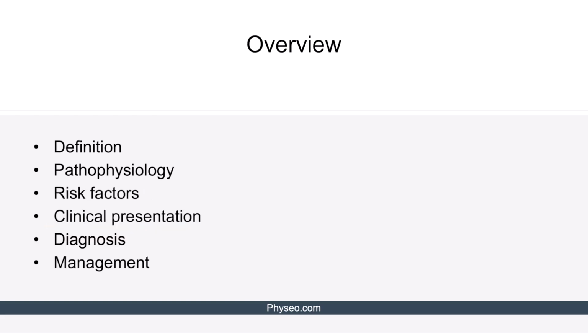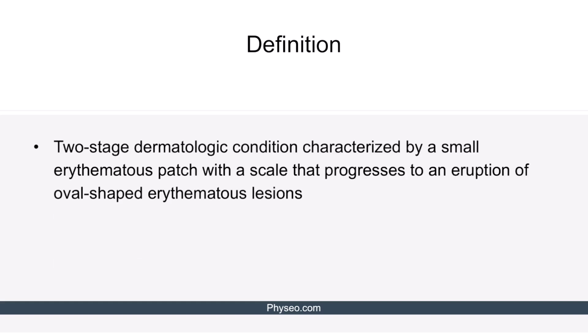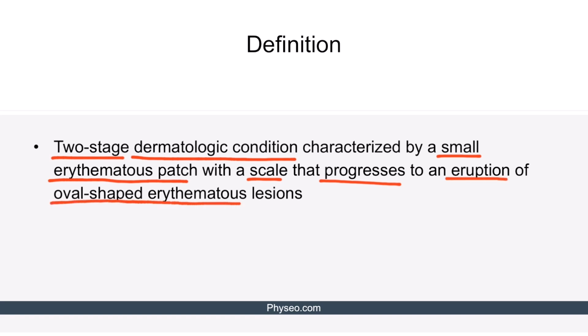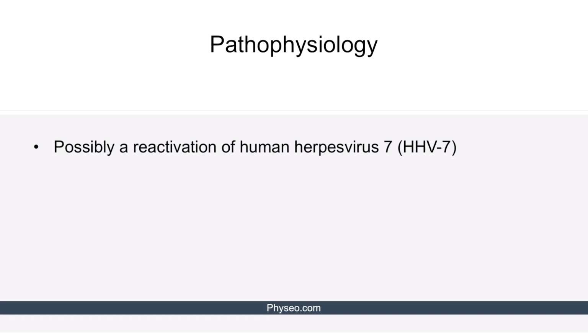So we'll begin by discussing the definition of pityriasis rosea. Pityriasis rosea is a two-stage dermatologic condition. The first stage is characterized by a small erythematous patch with a scale. This will then progress to an eruption of oval-shaped erythematous lesions along the lines of tension. We don't know exactly what causes this disease process, but it might be a reactivation of human herpes virus 7.